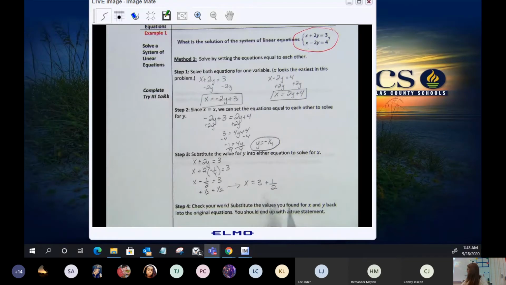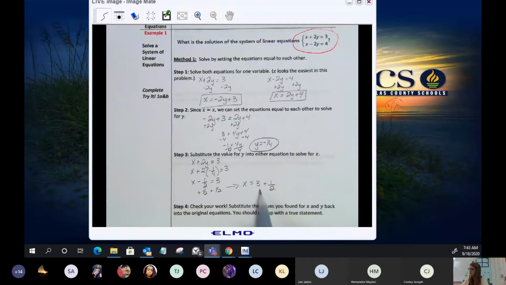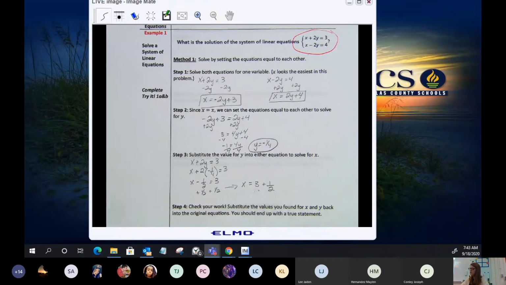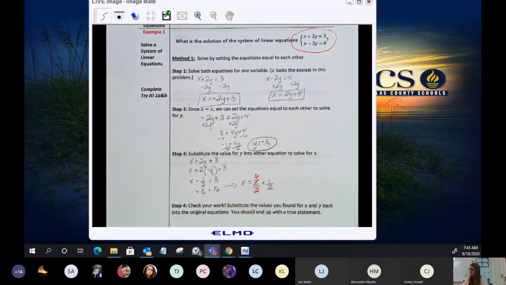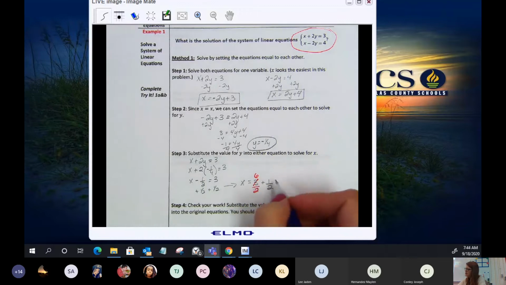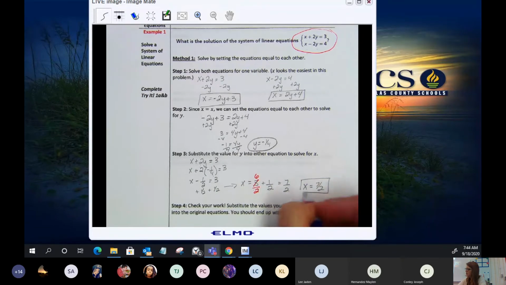If I'm going to add fractions, I have to have a common denominator. So I need this to have a 2 in the denominator. So if I do that, I also need to multiply the numerator by 2. So I get 6 halves, and 6 halves is 3, so they are equivalent. And then we get 6 plus 1 is 7, and then halves. So I now know x equals 7 halves.